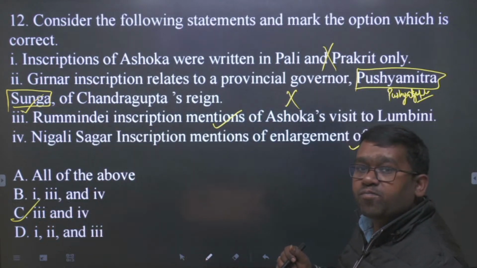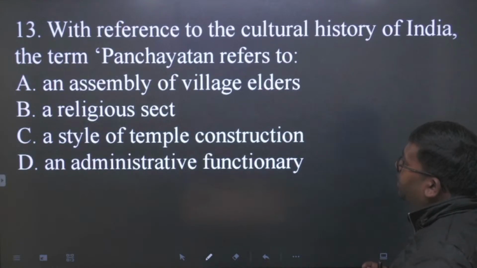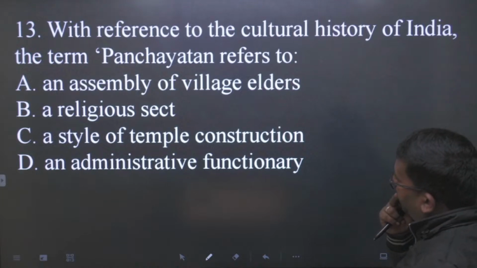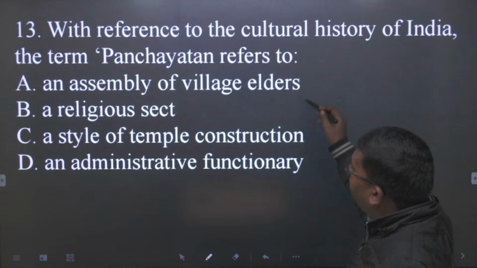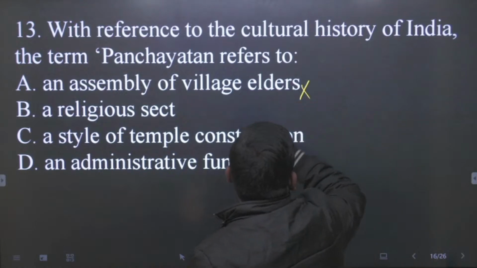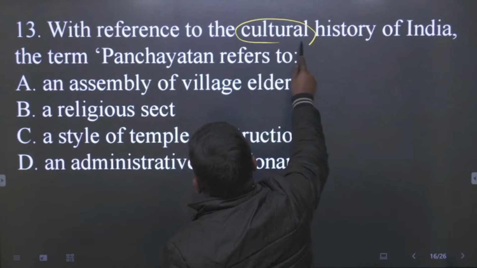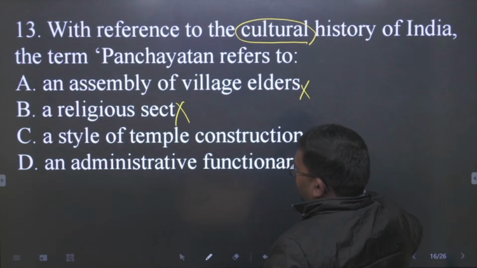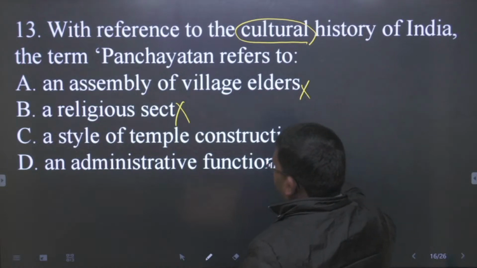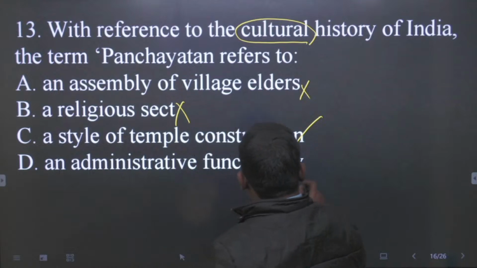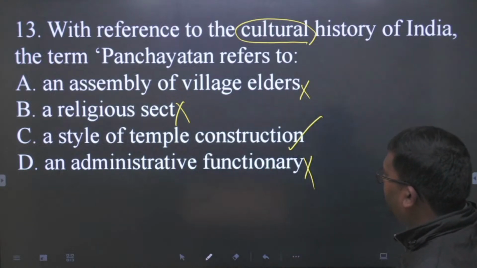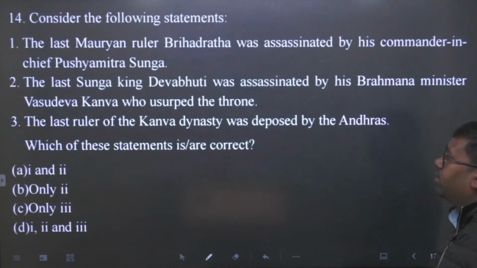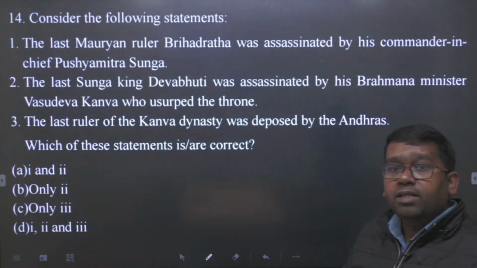Alright, students. Discuss further. With reference to the cultural history of India, the term panchayatan refers to an assembly of village elders. No. This is asking about panchayatan. Look at the question: cultural history, so in culture it will not be panchayat. A religious sect? No. A style of temple construction? Yes. An administrative functionary? No. So the answer will be a style of temple construction, the panchayatan style. Okay, then point number 14, what is the answer of point number 14?